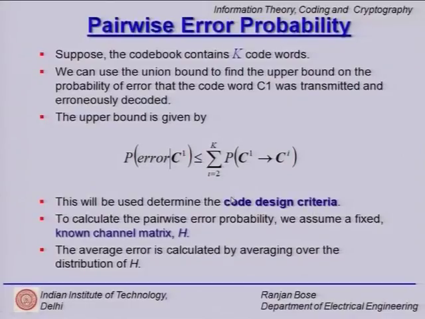So, to calculate the pairwise error probability, we assume a fixed known channel matrix H. Okay. So, the average error is calculated by averaging over the distribution of H. So, for different H, we will have a different kind of average error calculation.